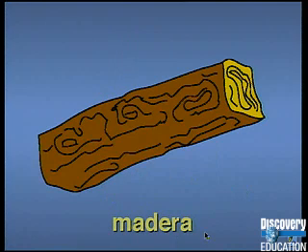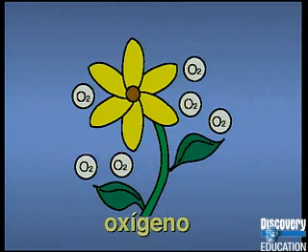Madera. Repitan todos. Madera. Now the other one that we get from plants that's very important, right? They take in carbon dioxide, dióxido de carbono, and they put out oxygen or oxígeno. Repitan todos. Oxígeno. And hopefully you have these in your notebooks already.